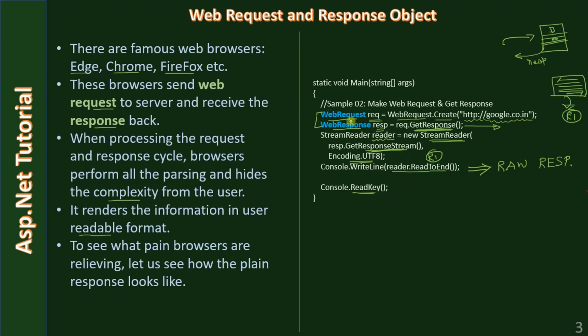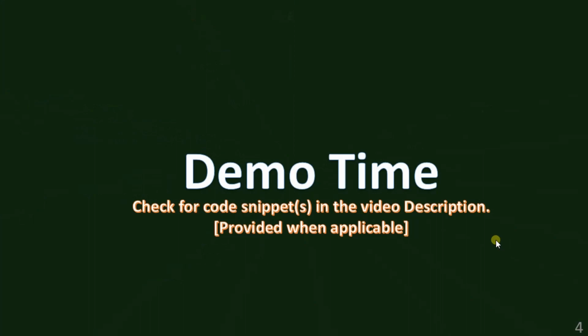So with WebRequest and WebResponse, we are browsing google.co.in, or rather sending the request to get the home page of google.co.in, and we are printing the raw output, or the raw response. This raw output is what the browser takes and renders properly in the browser window, so you will see it in a user readable format. Now let's go to the demo and see how it works.